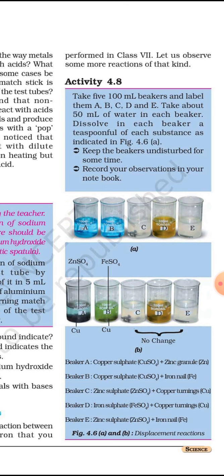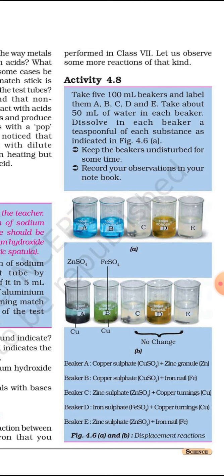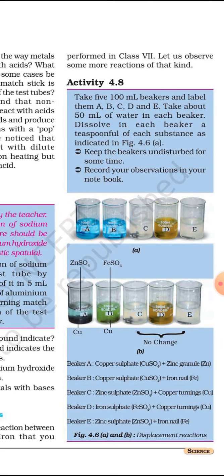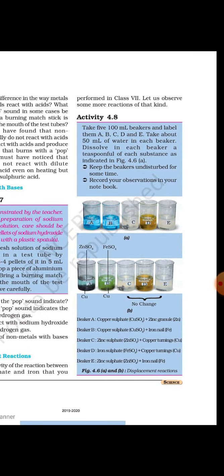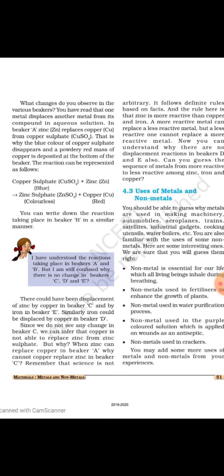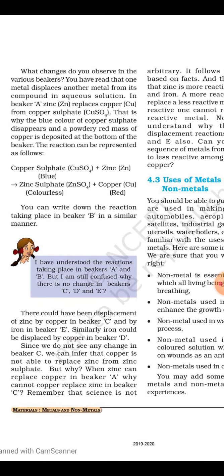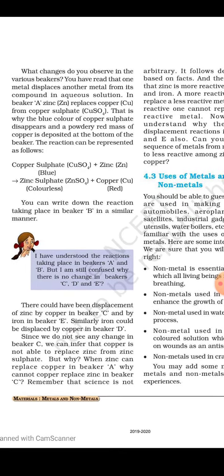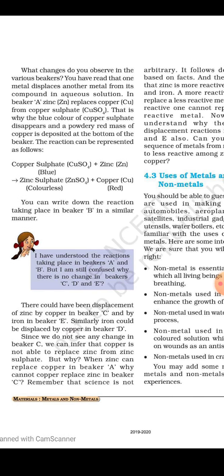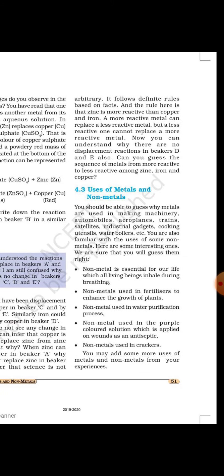Some displacement reactions are given in this activity. Already we saw A, B, C, D, E, F in the acid condition. A salt is present here; we take one salt and combine it with another salt. After that, we notice what reaction comes. From this we come to know that when copper sulfate reacts with zinc, we get zinc sulfate and copper. Zinc sulfate is colorless and copper is red. There would have been displacement of zinc by copper in beaker C and by iron in beaker E. The displacement also takes place in the other beakers.